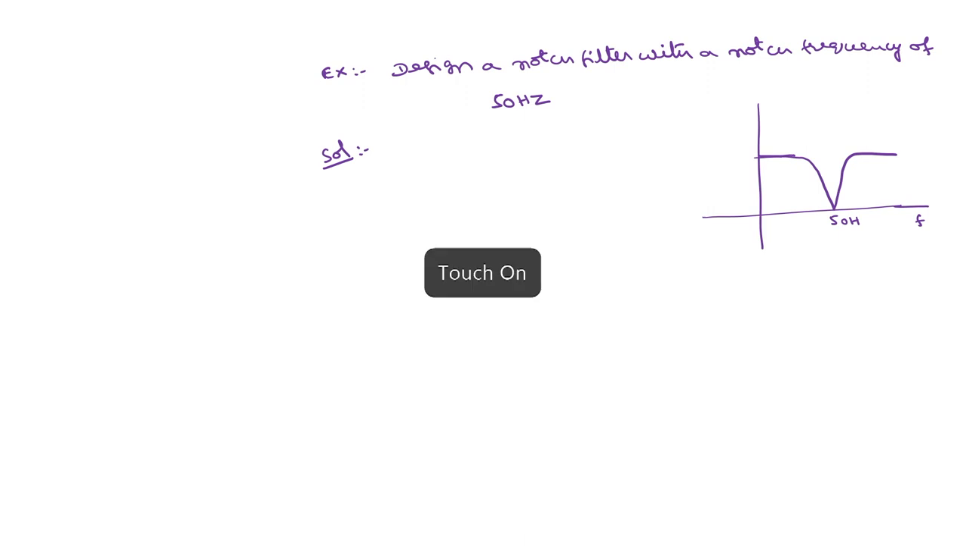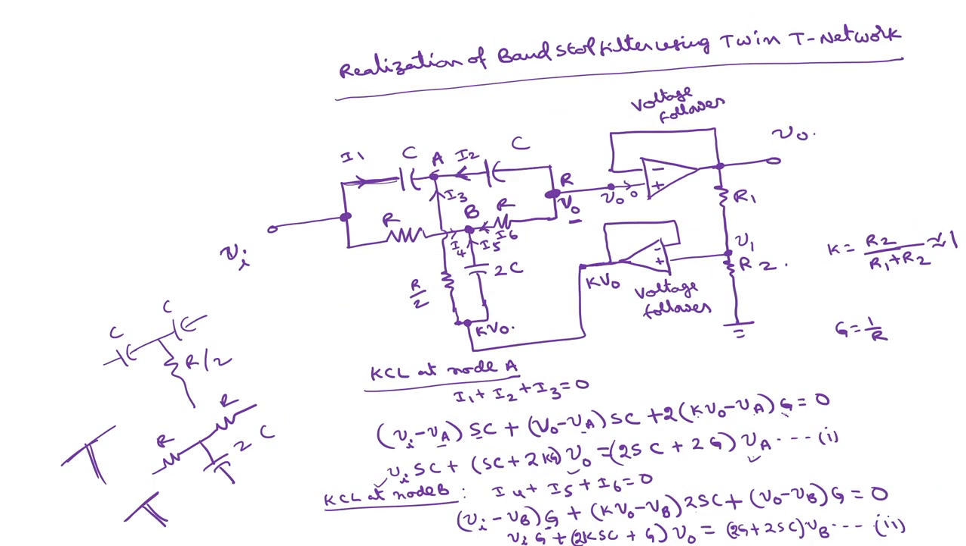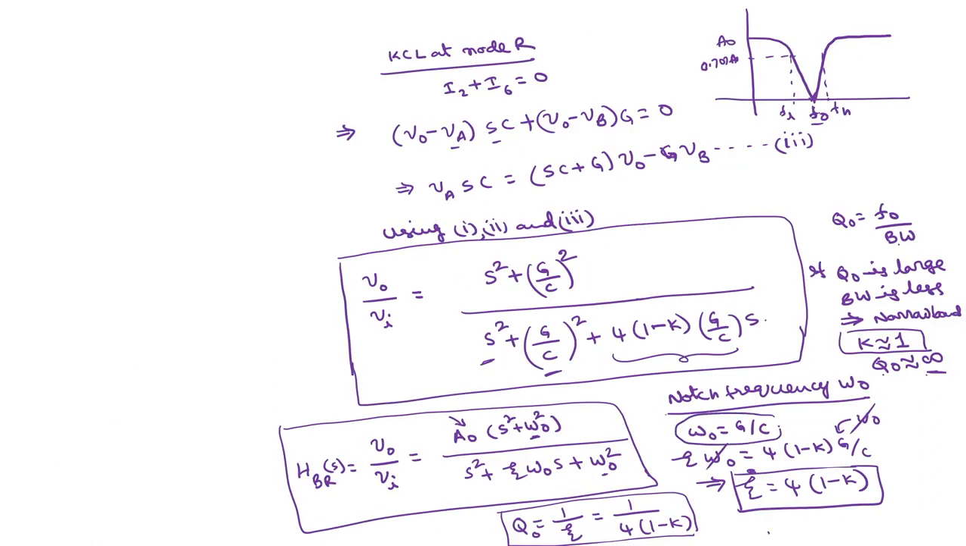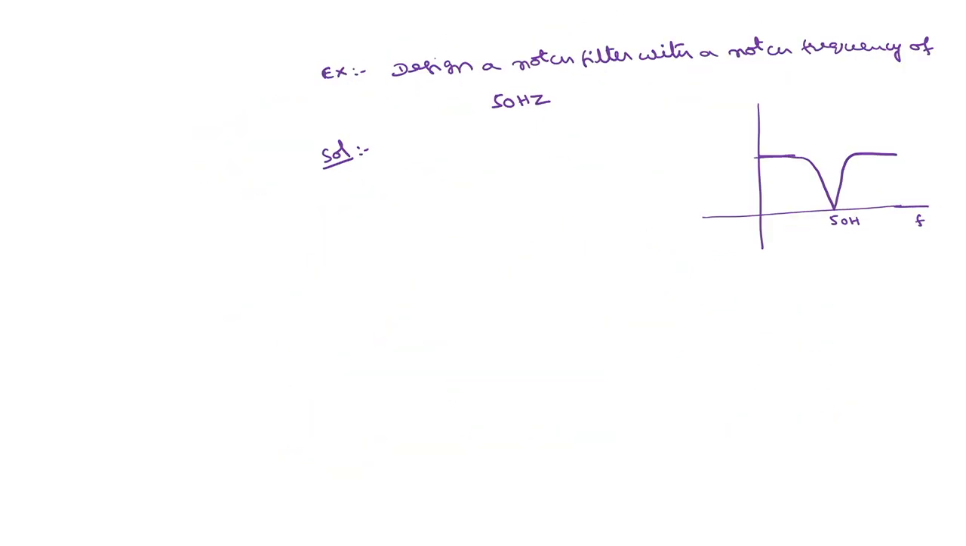As you have seen in the previous lecture, you see the circuit diagram of this one. You have to find out the values of R and C, this is R by 2, C by 2. To find out the R and C, this is the value that we have derived. Omega 0 is equal to 1 by RC, so this is equal to 1 by RC. Or F0 is equal to 1 by 2 pi RC. So, if we want 50 hertz, it is equal to 1 by 2 pi RC.